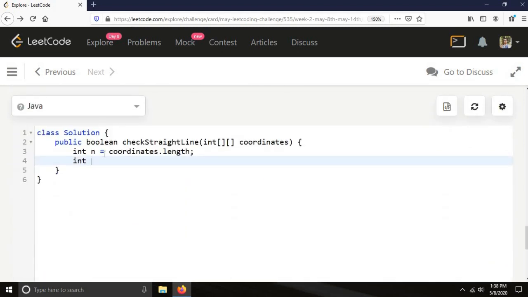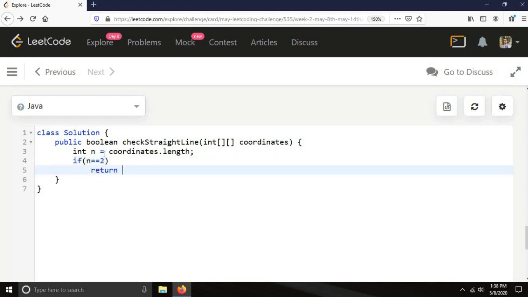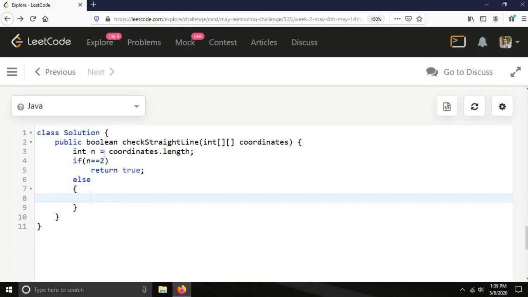So if n equals 2, return true, and if its value is greater than 2, then we will go with our logic. We will calculate the initial slope first, and the slope may be a decimal number, so we are taking a float variable here. So float slope equals y2 minus y1 divided by x2 minus x1. Initially, what will be y2 minus y1? Let's take the first 2 coordinates. So y2 will be coordinates y2.